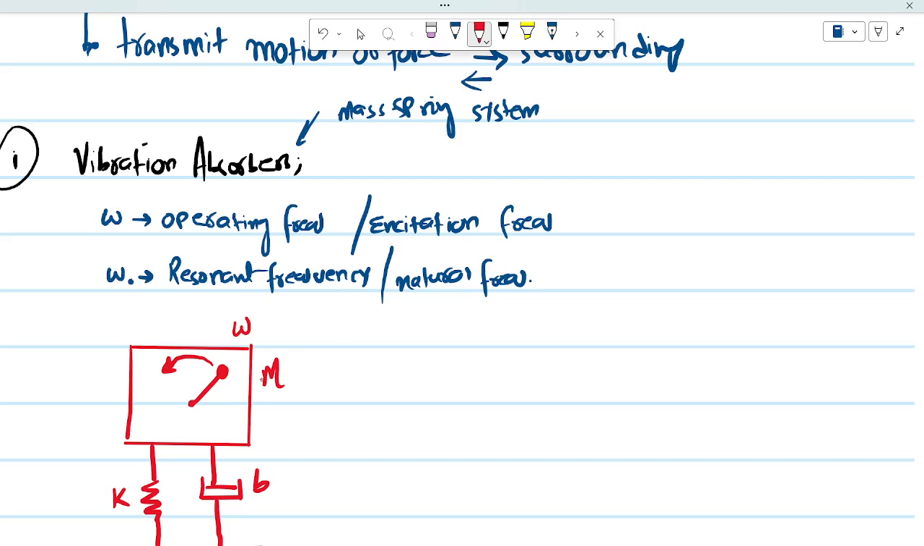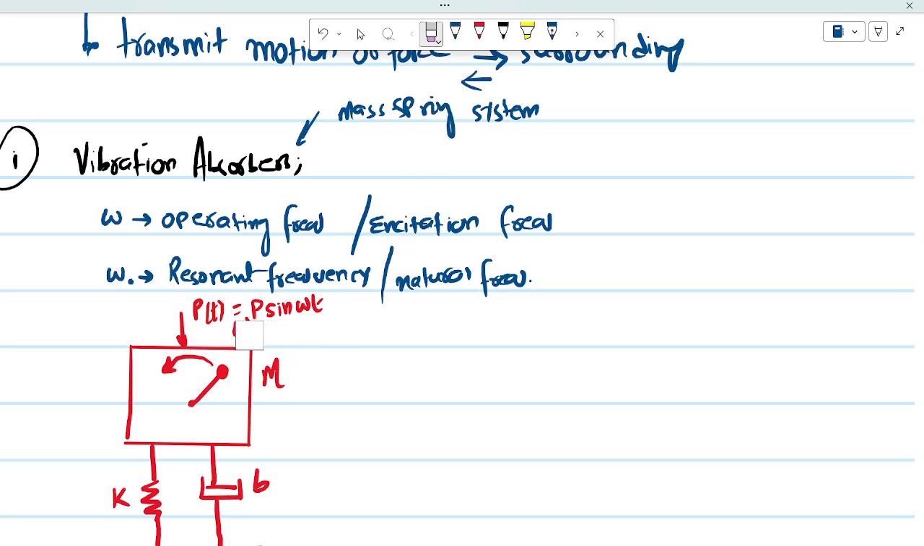last lecture. And because of this unbalanced mass, a force is being generated. Let's call that force P(t), which equals P, that's the magnitude of the force, sine omega t, that's the excitation frequency.